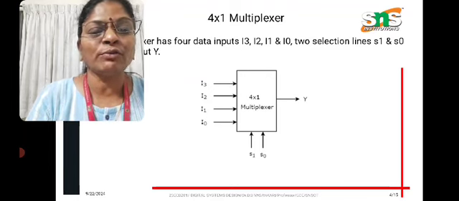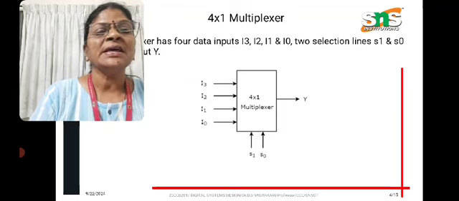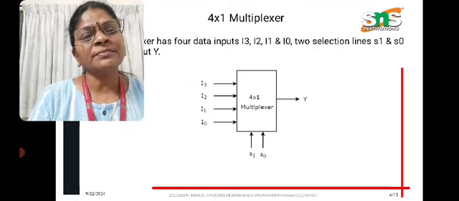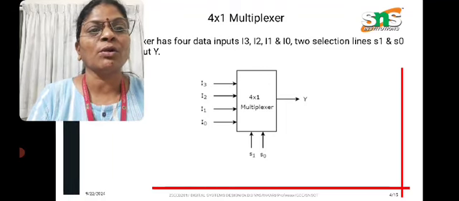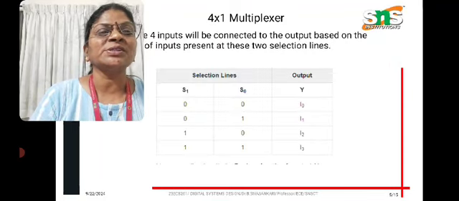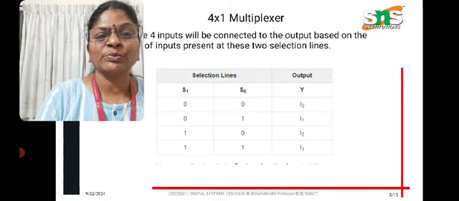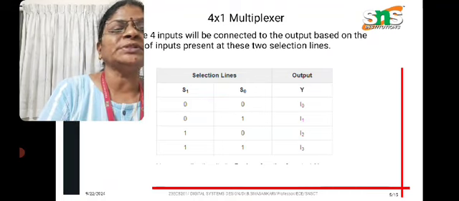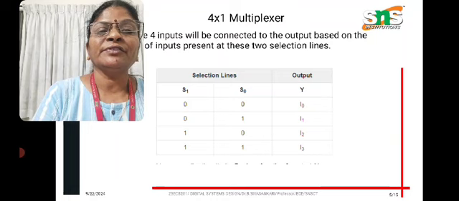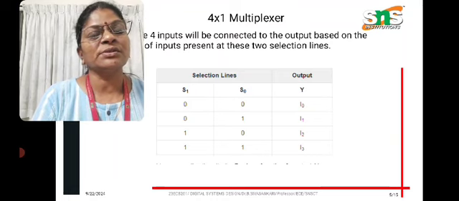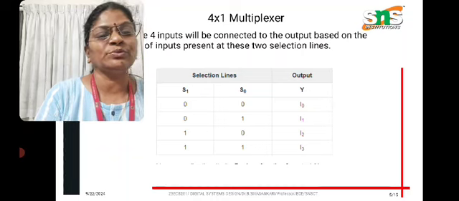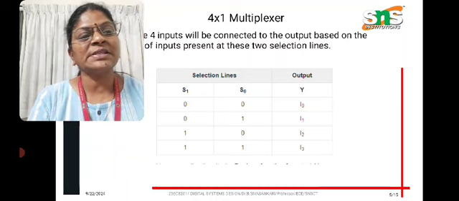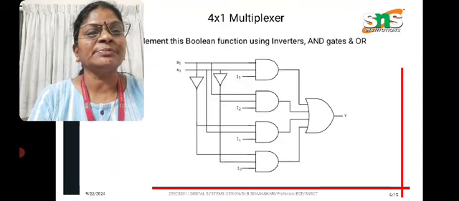So here we have 4 inputs and 2 selection lines, S1, S0, and your inputs are I0, I1, I2, I3, and Y is your output. By using selection lines, we can choose the output. If your selection lines S1, S0 are 0, 0, input I0 is selected. If they are 0, 1, then I1 input is selected. If selection lines are 1, 0, your I2 input will be selected. And if selection lines are 1, 1, I3 input is selected.